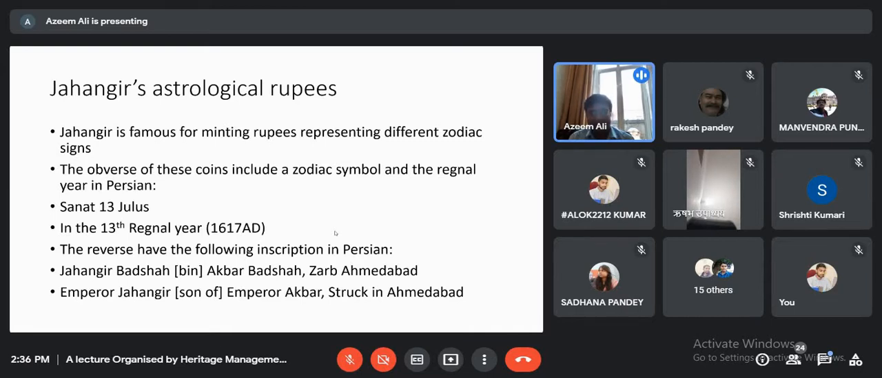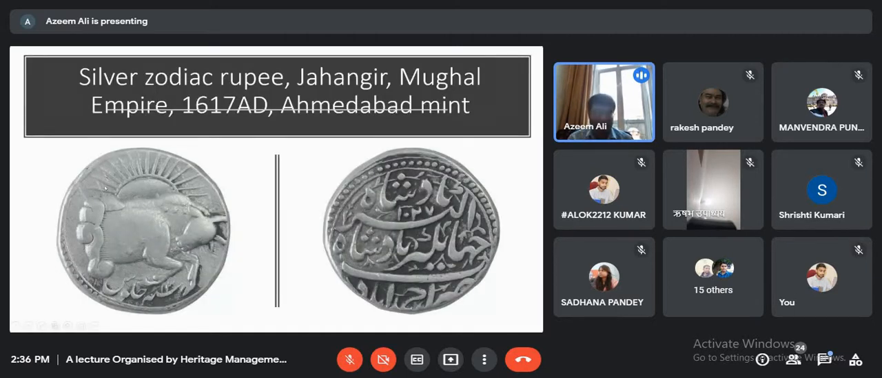the following inscription in Persian: Jahangir Badshah, son of Akbar Badshah, Zab Ahmedabad, which means Emperor Jahangir, son of Emperor Akbar, struck in Ahmedabad. And here is one of those coins. You can see here, I believe it's Taurus, and then you can see inscriptions here, and then inscriptions here, with the year given in the reverse.